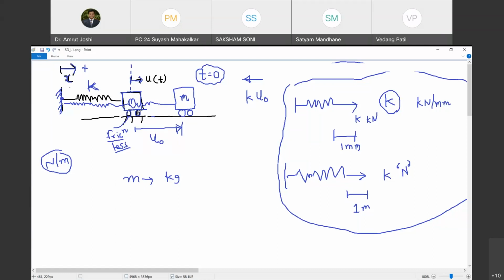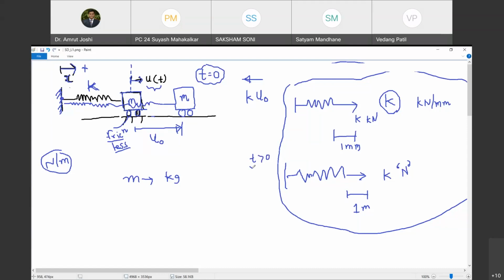Okay, and now how do we express this problem and how do we solve this problem mathematically? For that, I need to define something called u of t. So what is u of t? u of t is the distance of block M at time instant t greater than 0.